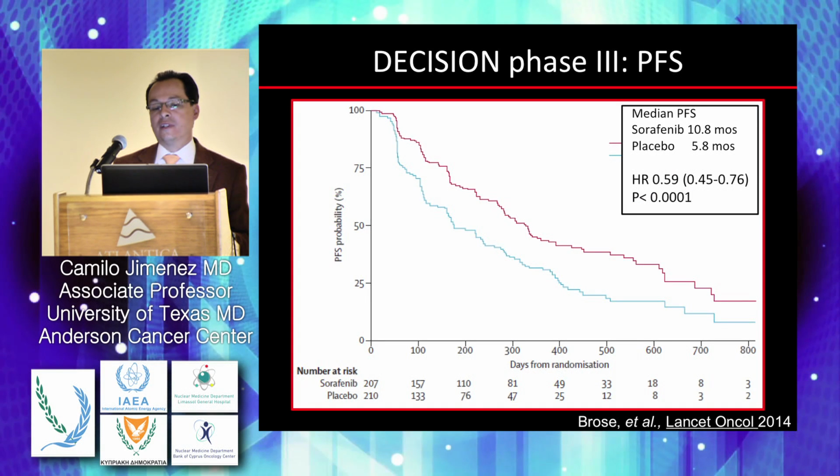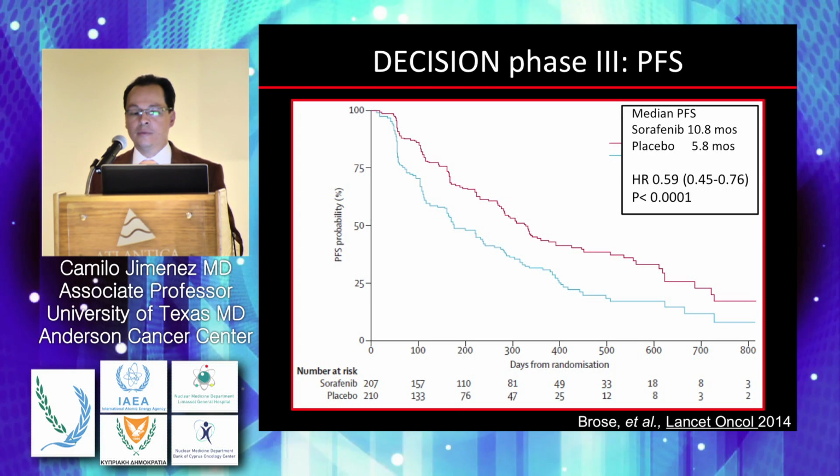What was important from the Decision clinical trial is the most important part related to the primary endpoint, the progression-free survival. In this graphic, you can see how the drug worked in that particular regard. In this table, you will see the placebo group in blue, and you will see the sorafenib group in red. Patients who were treated with sorafenib exhibited a median progression-free survival of 10.8 months, while patients who were treated with placebo had a median survival of 5.8 months. The difference between the two groups was considered significant. Because of that, the drug was approved by the FDA.